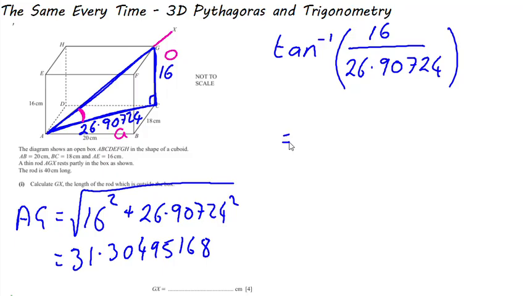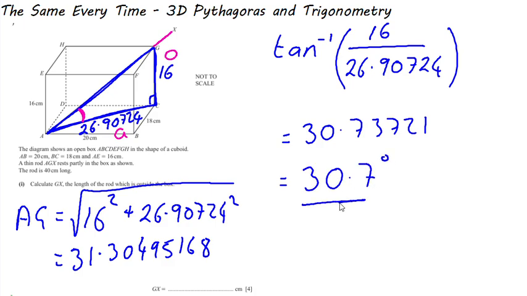So 26.90724 and inverse tan. So I've got 30.73721, and I'm going to round that to 1 decimal place. 30.7 degrees, that's 1 decimal place. Well, there you are. Maybe not as bad as it looks.